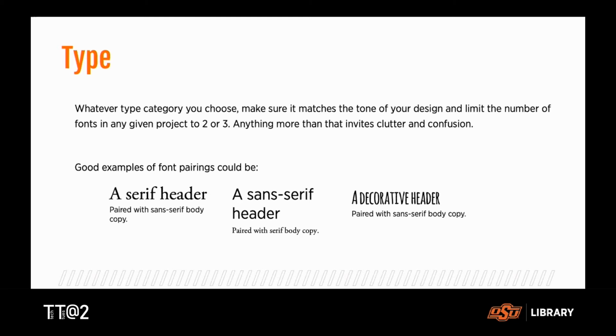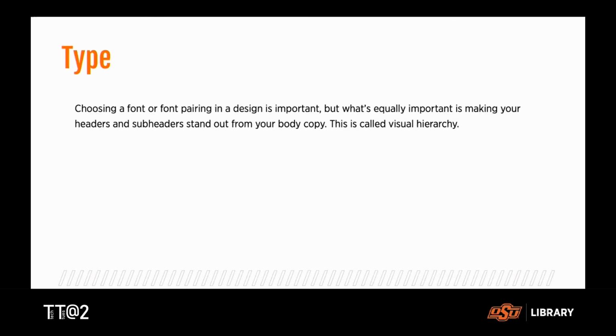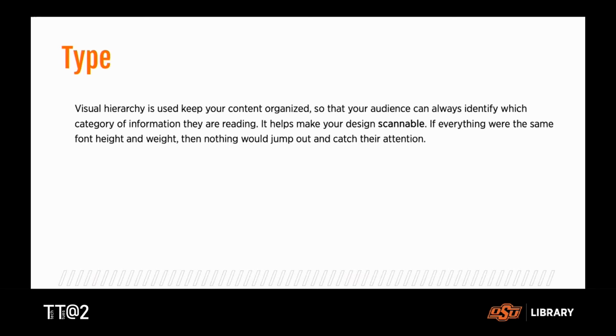Choosing a font or font pairing in a design is important, but what's equally important is making your headers and subheaders stand out from your body copy. This is called visual hierarchy. One of the main rules of visual hierarchy is to help keep your content organized so that your audience can always identify which category of information they're reading. It helps make your design scannable. If everything were the same font, height, and weight, then nothing would jump out and catch their attention.